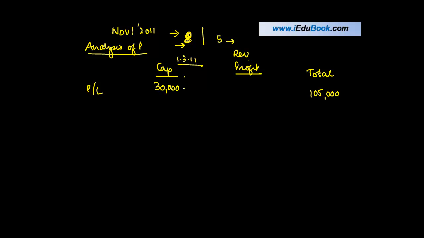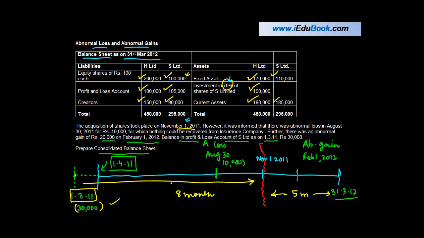30,000, which means between this date and 31/3/2012, I earned 105 minus 30 or 75,000, right? But there are some adjustments as well.